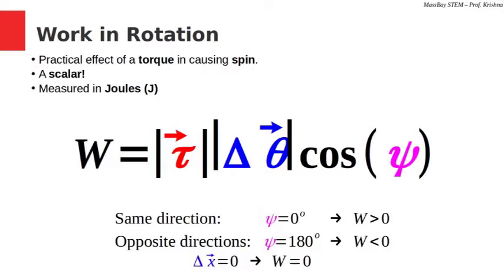Remember, in linear work, if an object doesn't move, there is no work. Likewise, in rotation, if an object doesn't spin, there is no work. So for instance, in a statics puzzle where there is no motion, the forces do 0 work and the torques do 0 work.